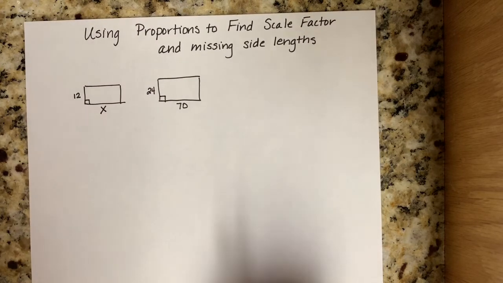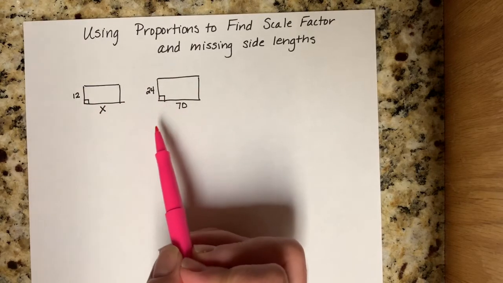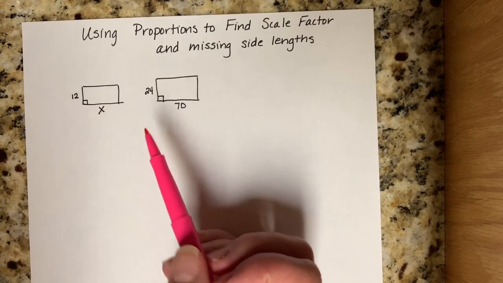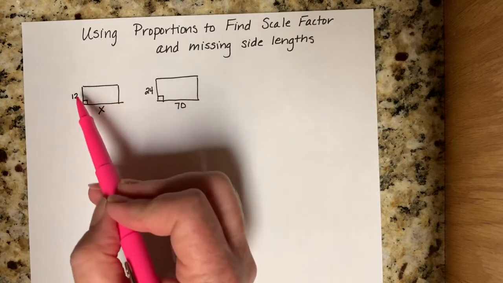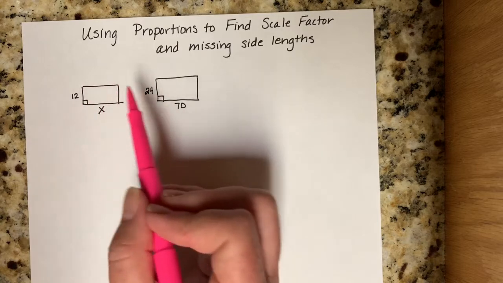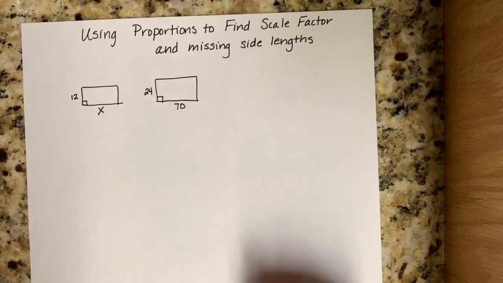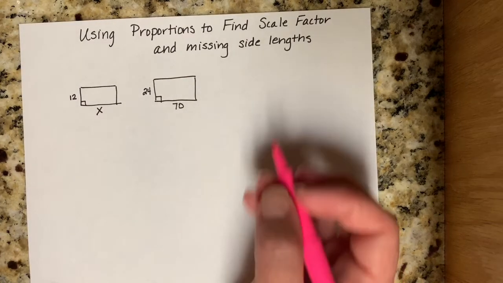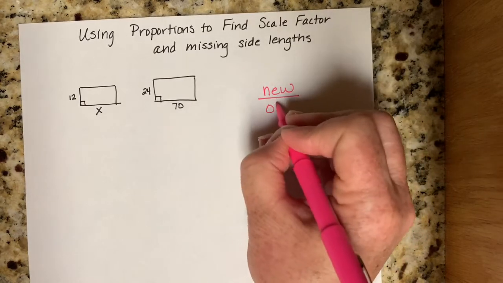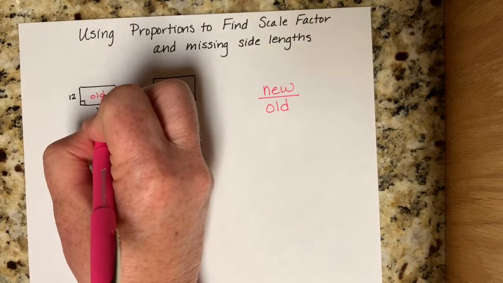So what I want you to understand first is that we have two similar figures here. Similar figures mean they're the same shape, but not the same size. And really what happens is if the height of this rectangle was increased a certain number of times, then the width of that rectangle was increased by that same number of times. When we're using scale factor, what's really important is that we always talk about the new figure over the old figure. So this one's going to be my new figure, and this one's going to be my old figure.